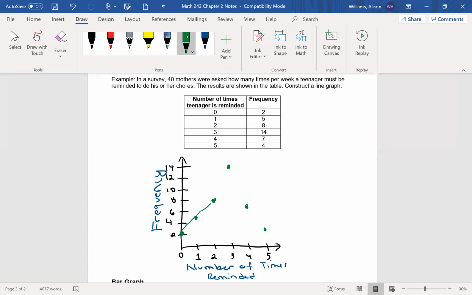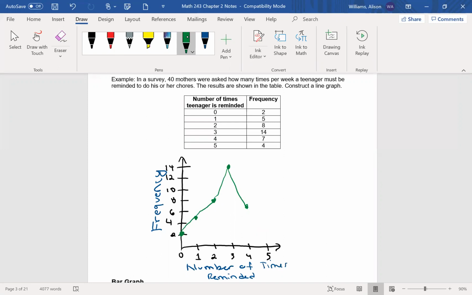And then we do connect them with line segments, meaning we don't want it to be a curve. It's supposed to be kind of straight lines in between them, indicating kind of how the pattern looks. And what it allows us to do is it kind of gives us an idea of how the data is distributed.